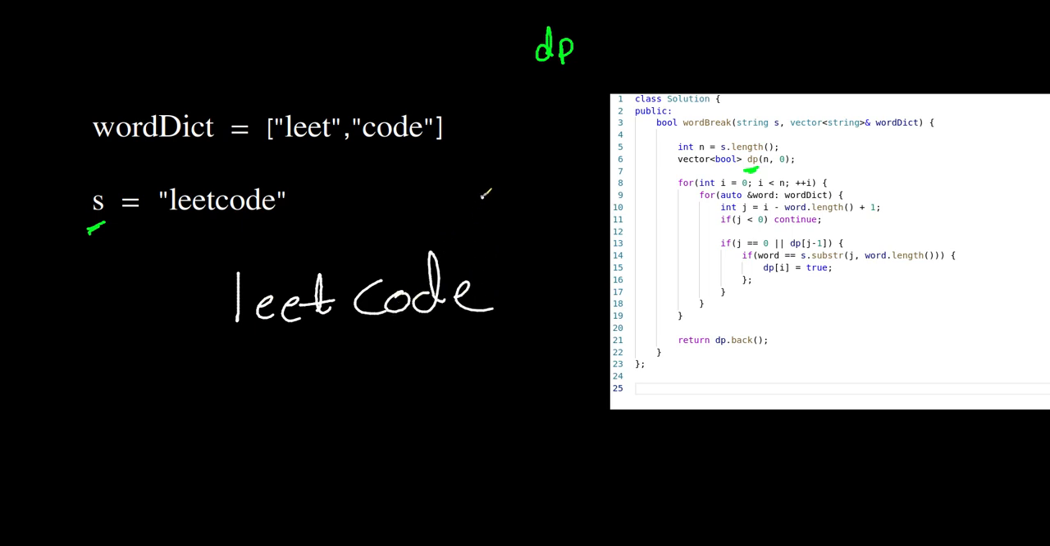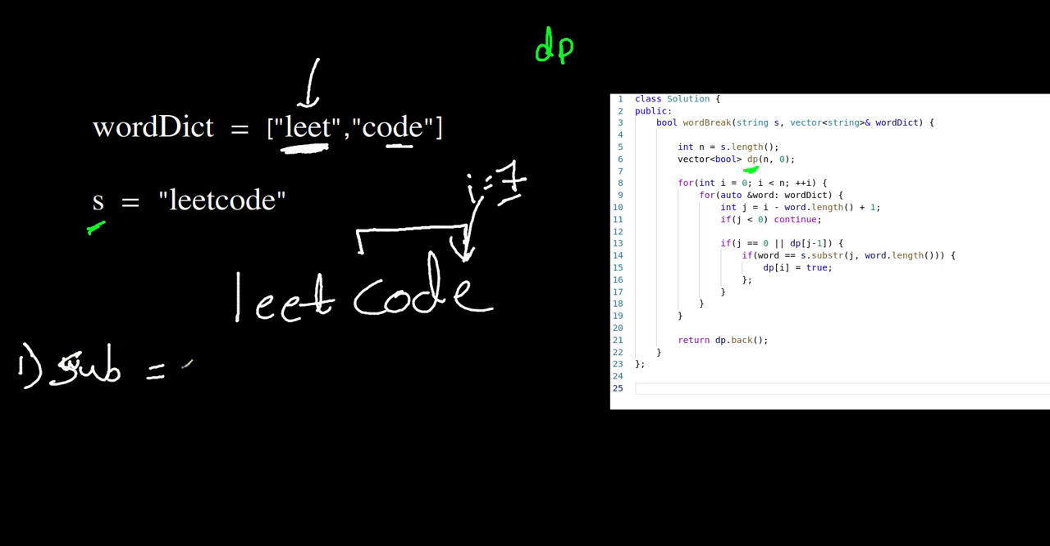Let's say we want to solve for i equal 7. What we will do is iterate over the words in the dictionary. So starting from leet, we check if this word can be the word from i equal 7 up to the length of the word. So here we have 4 characters. We check if these 4 characters equal the word leet. So this is the first condition: if the substring equals the current word.